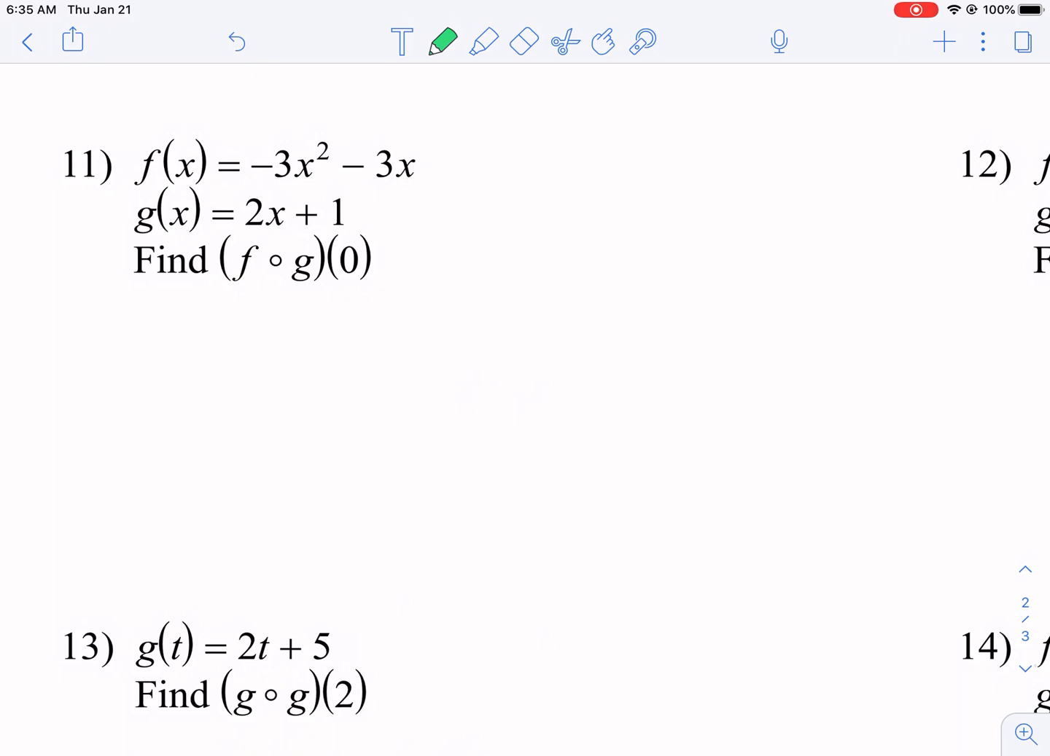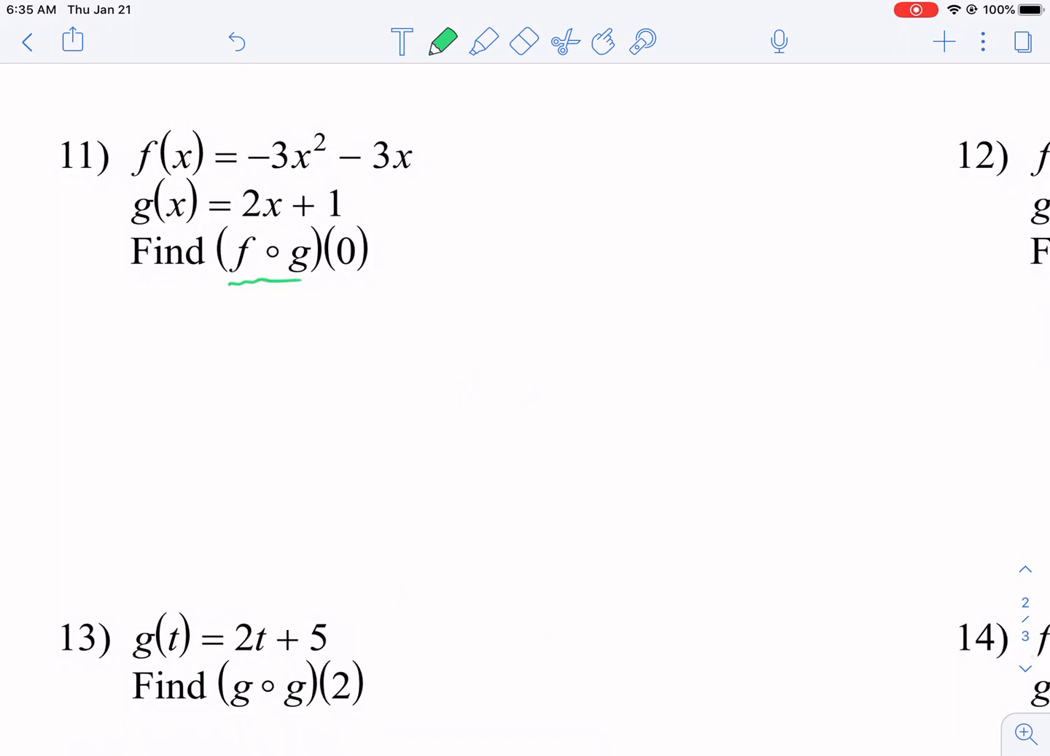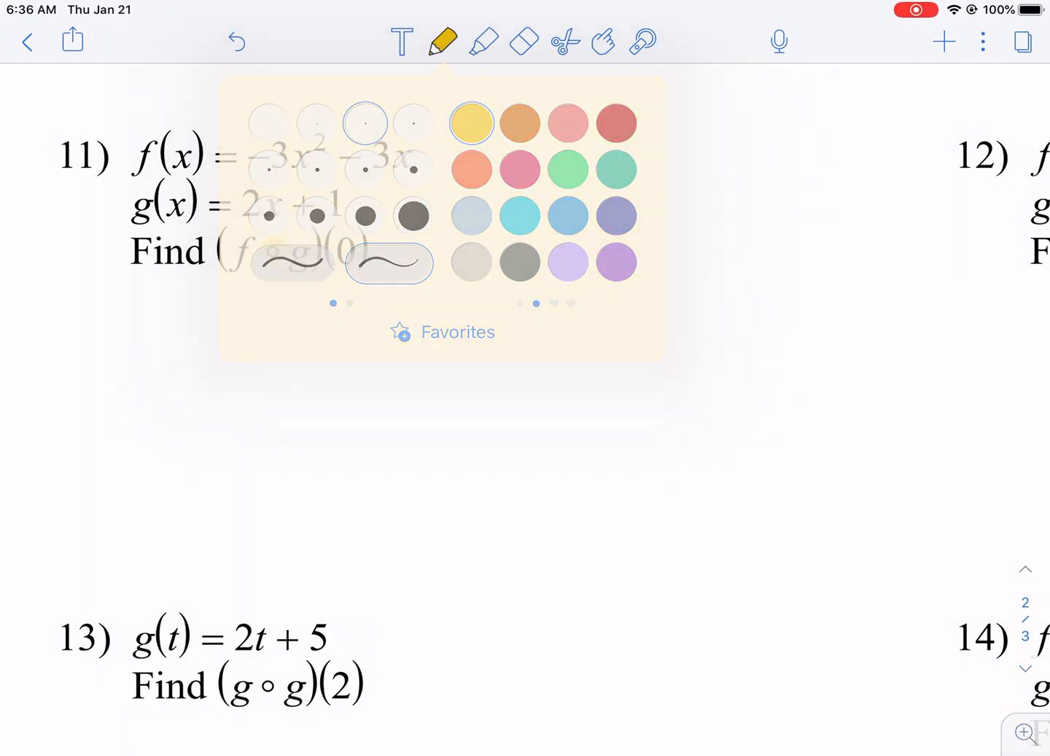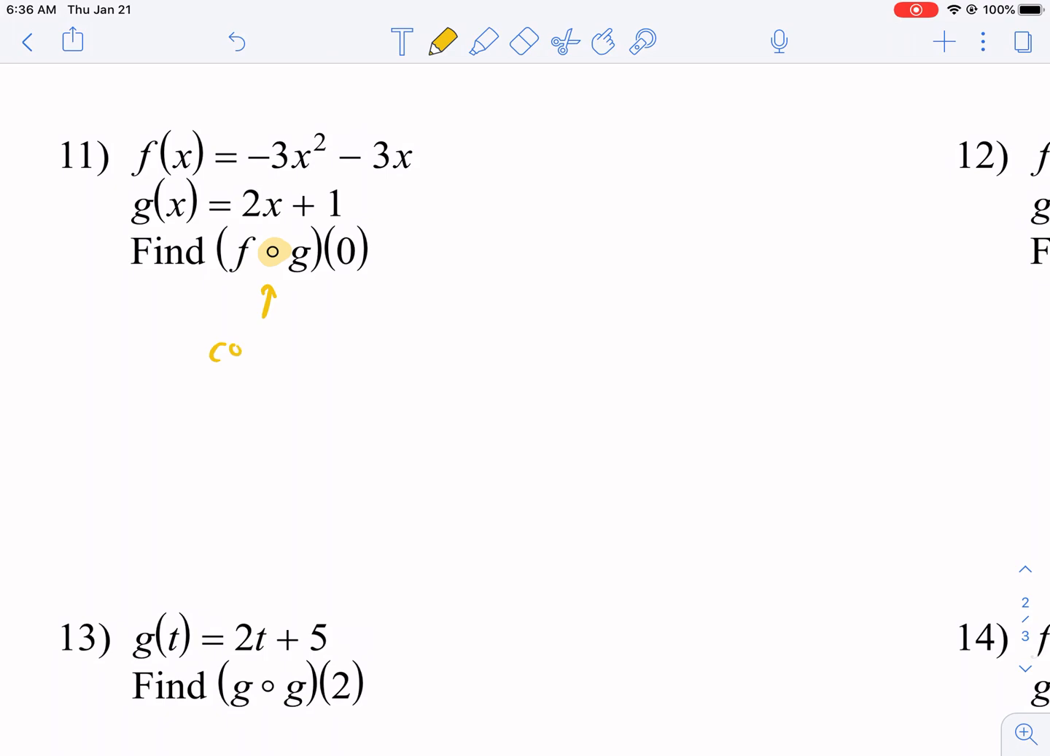Now, with number 11, we have this little thing, and it looks like f o g of 0, okay? This doesn't mean "fog." This little symbol right here means composite. Now, what is a composite function? It's like one thing fits into another. We're going to do two operations. If we do one thing, we get an answer, and then we plug it into something else. It's like two plugins, essentially.